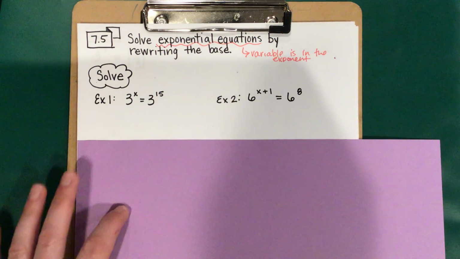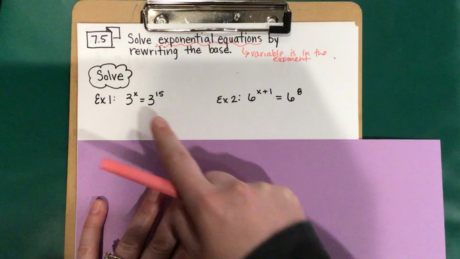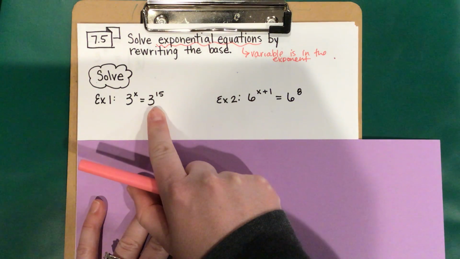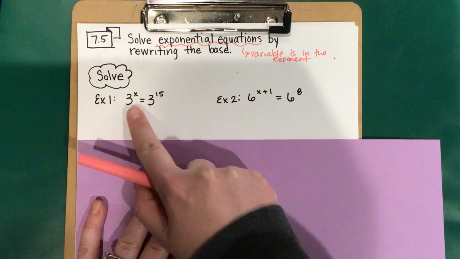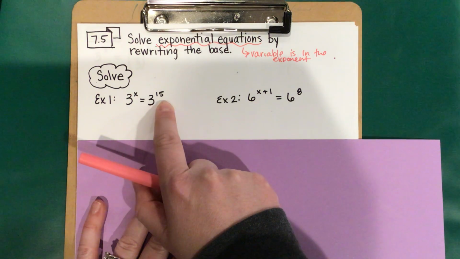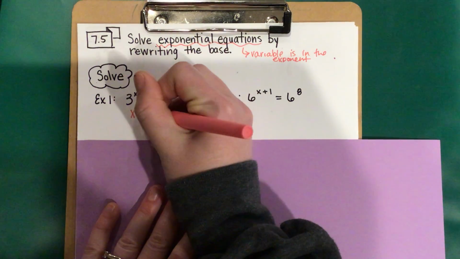Now, when we take a look at this, if I asked you guys, well, what's x? I'm hoping the vast majority of you would see that the bases are the same. And so if this is 3 to the 15th, then x would have to be 15.